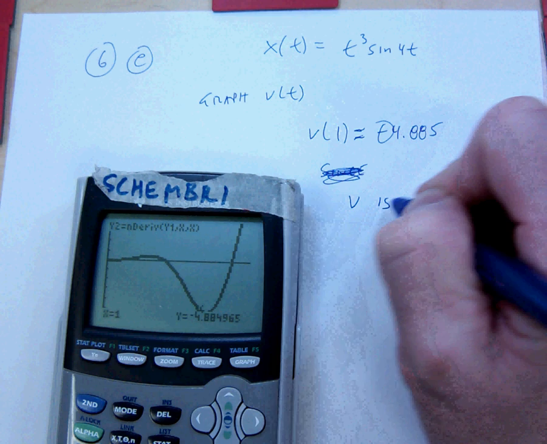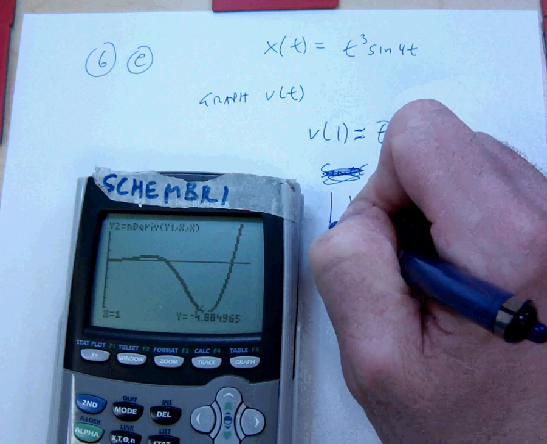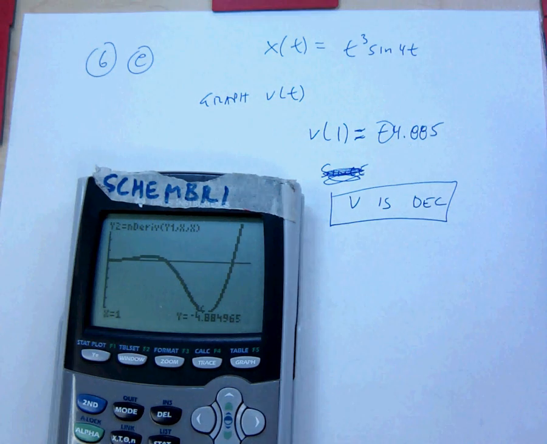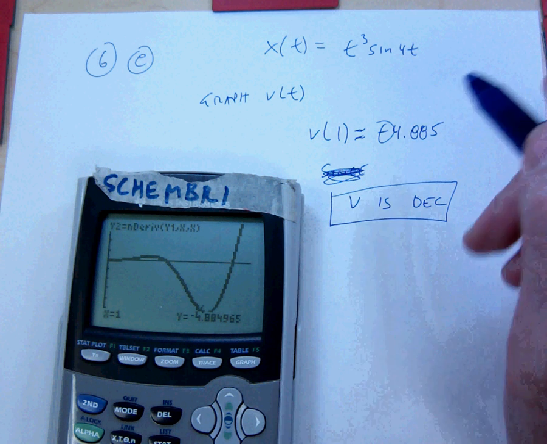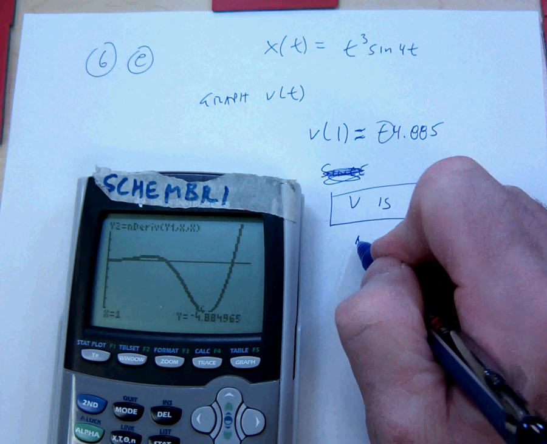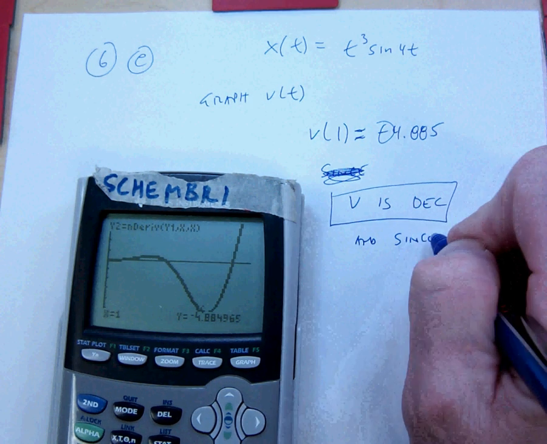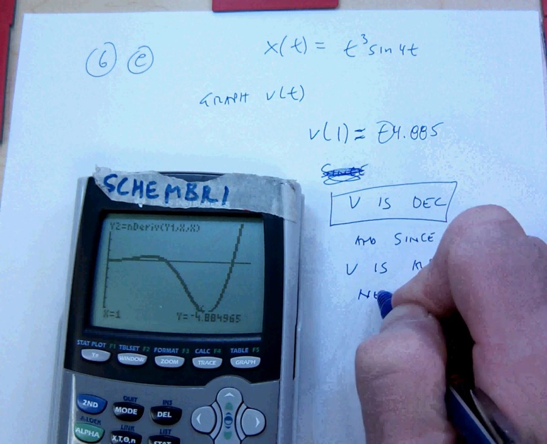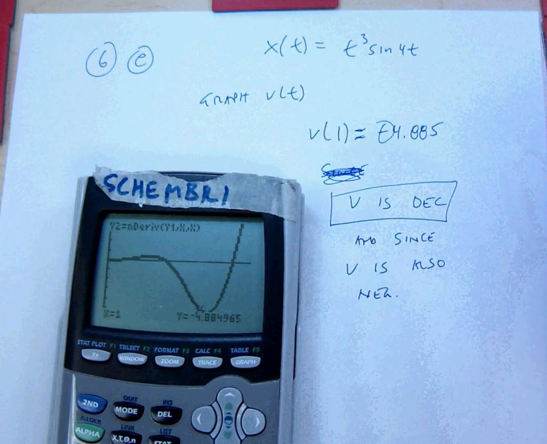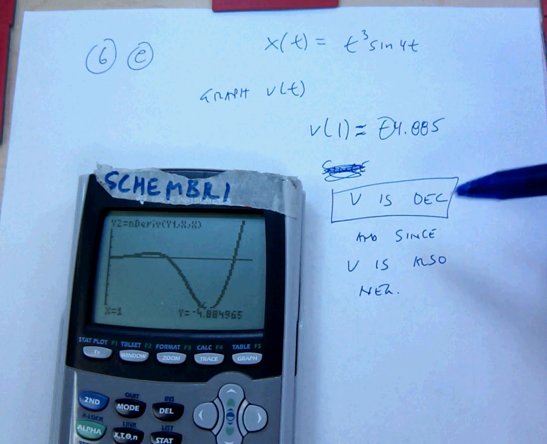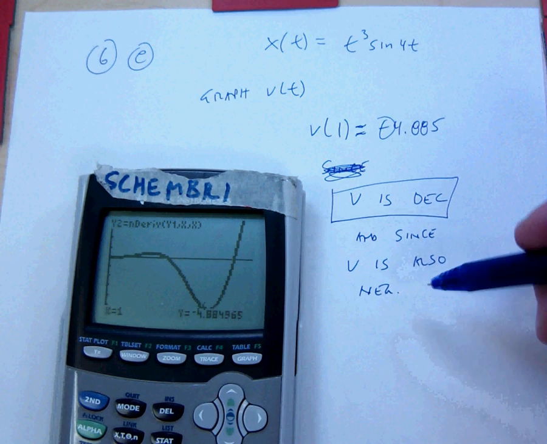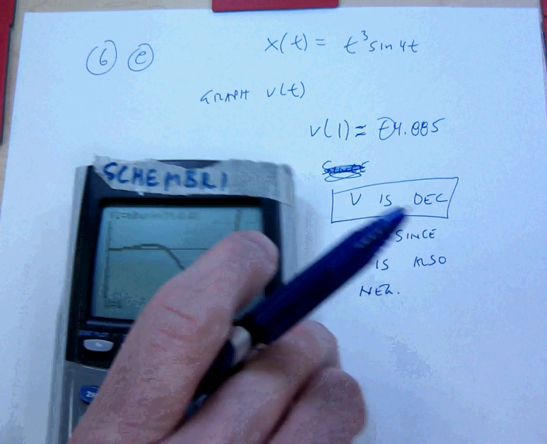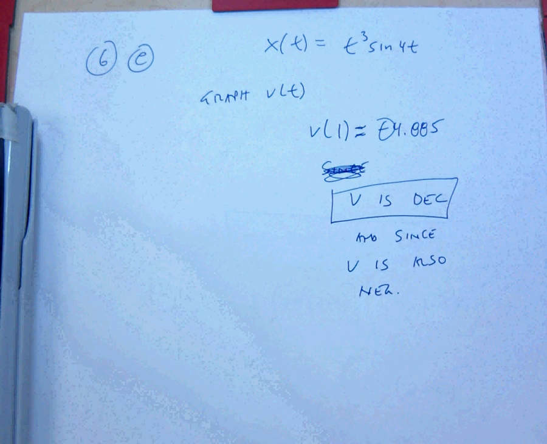Yes or no? Okay. All right. Now, since v is also negative, isn't v negative? It's below the x-axis, yes? Okay, so if the velocity is decreasing and it's negative, what's happening to the speed? You guys, if the velocity is decreasing and it's negative, what's happening to the speed?